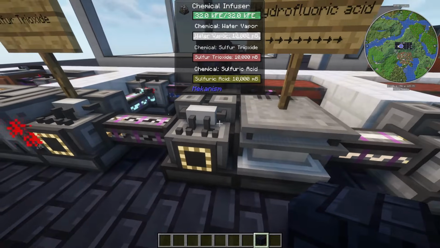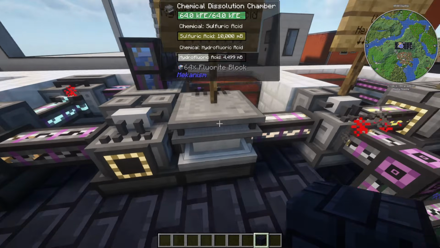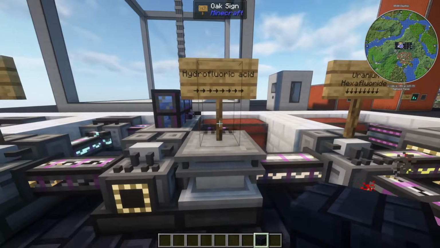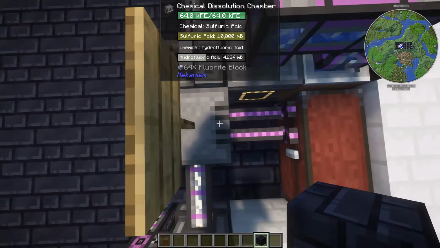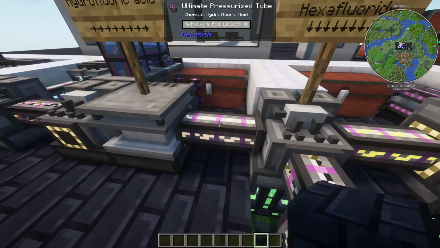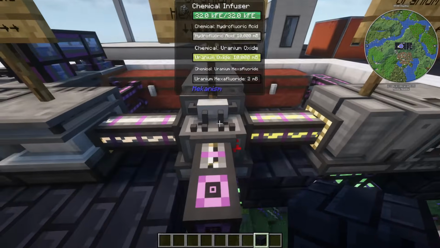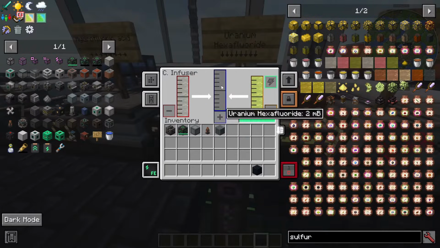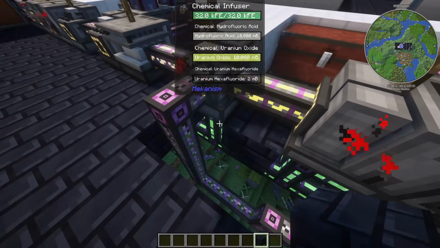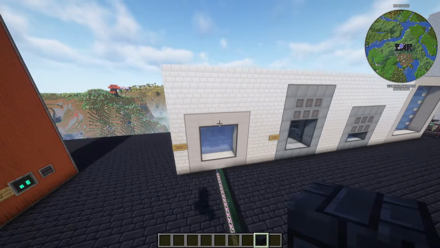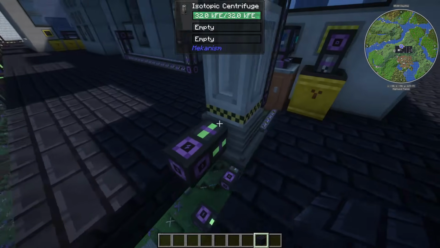Then you export the sulfuric acid from the chemical infuser over to the chemical dissolution chamber, have some fluorite blocks in a chest, have it importing to the back of the chemical dissolution chamber. And as you can see, I have the sulfuric acid here and the fluorite block here, and that creates hydrofluoric acid. Just export the hydrofluoric acid using a pressurized tube into that same chemical infuser that we also imported the uranium oxide into, and that will actually create uranium hexafluoride, which is then exported out of the bottom, or out of the front here in this case, and imported over into an isotopic centrifuge right down here.